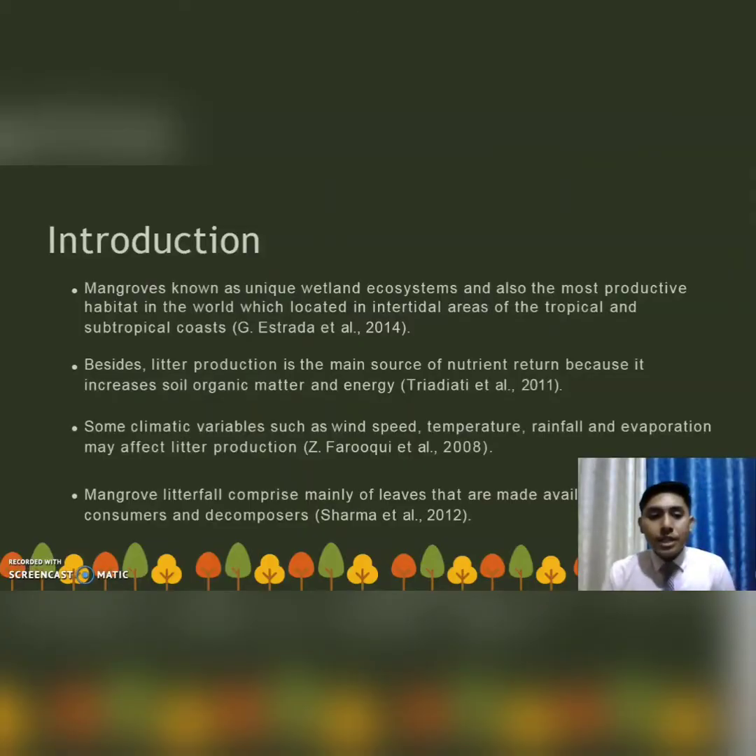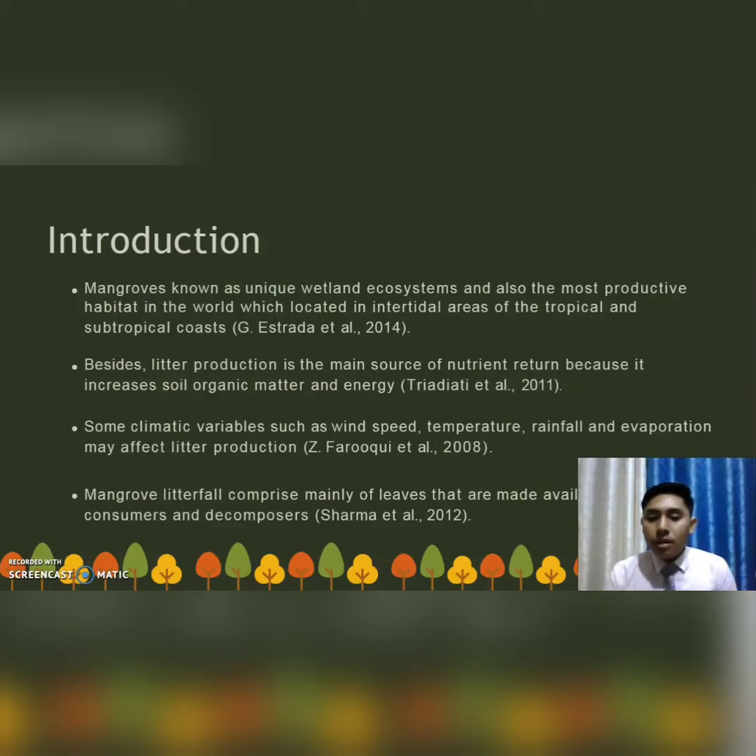For the introduction, mangrove is known as unique wetland ecosystems and also the most productive habitat in the world, which is located in intertidal areas of the tropical and subtropical coasts. Estrada et al. 2014. Besides, litter production is the main source of nutrient return because it increases soil organic matter and energy. Triadiati et al. 2011. Some climatic variables such as wind speed, temperature, rainfall, and evaporation may affect litter production.